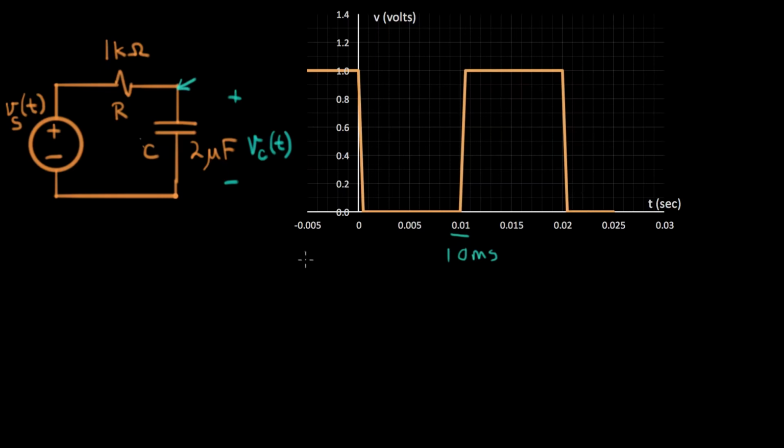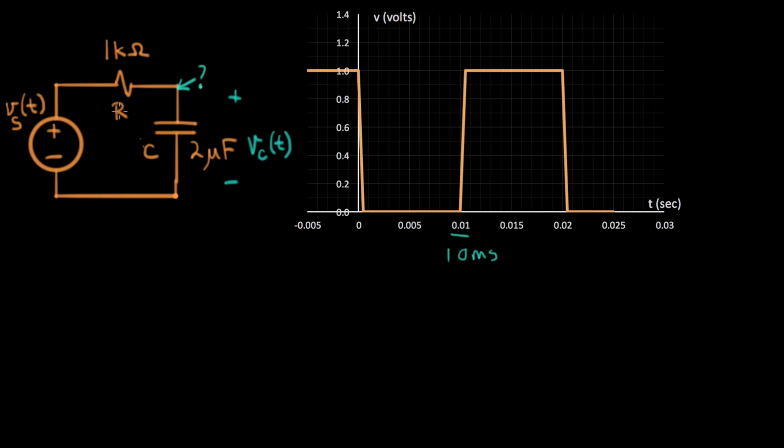This could be a clock in a digital circuit, or it could be any kind of digital signal. And what we want to know is we want to find this voltage right here. What does that look like? We're going to use what we know about RC waveforms to tell us what's going to happen here really quickly. We don't need to use a computer to simulate this.